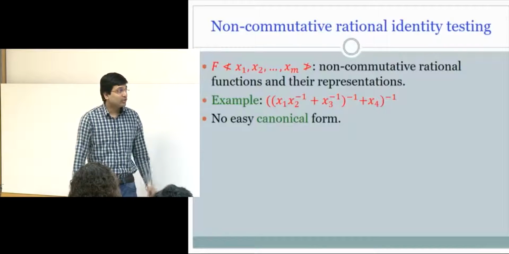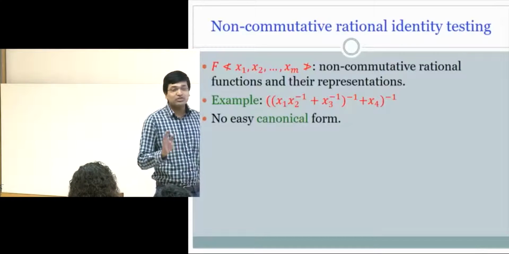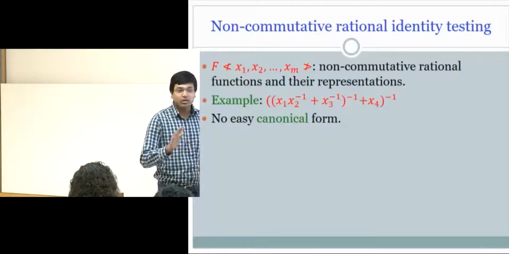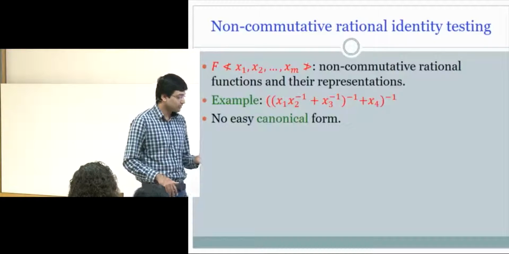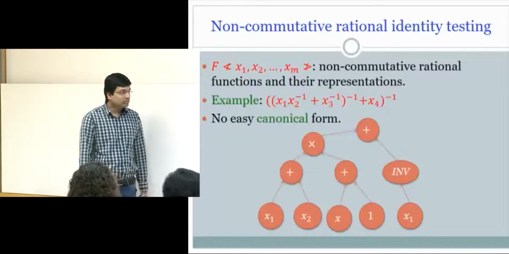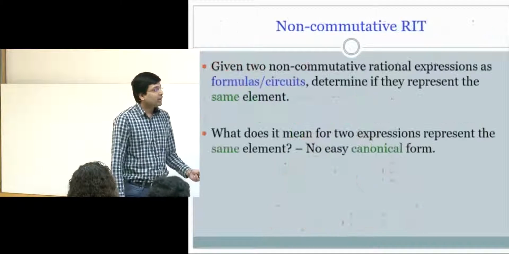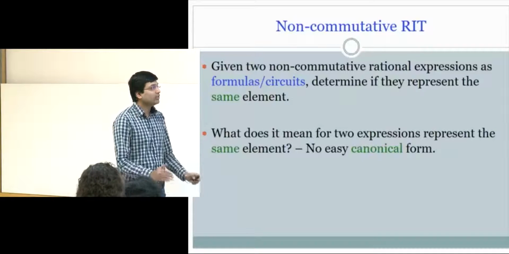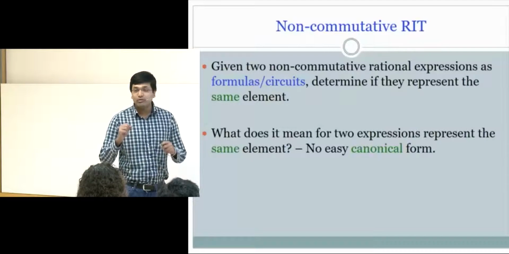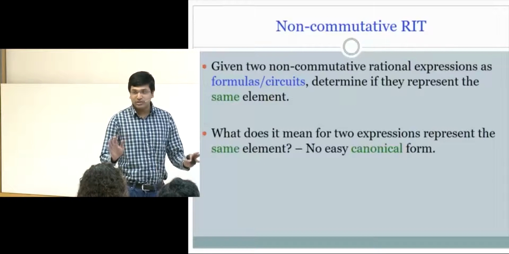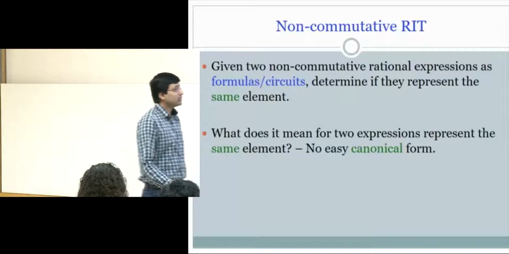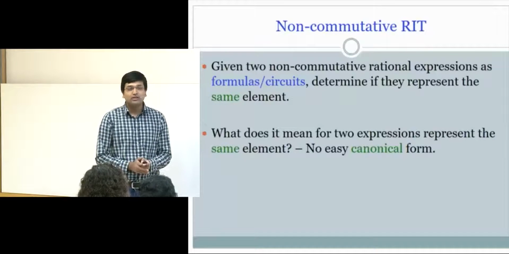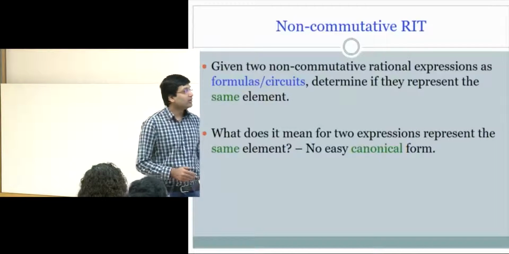So here, it's easier to talk about representations of these non-commutative rational functions rather than canonical forms. The representations are again formulas and circuits. The question again is, given two non-commutative rational expressions as formulas or circuits, determine if they represent the same element. I haven't told you what it means to represent the same element, but this is the question. I'll define it, and it's non-trivial, since there's no easy canonical form in this case.